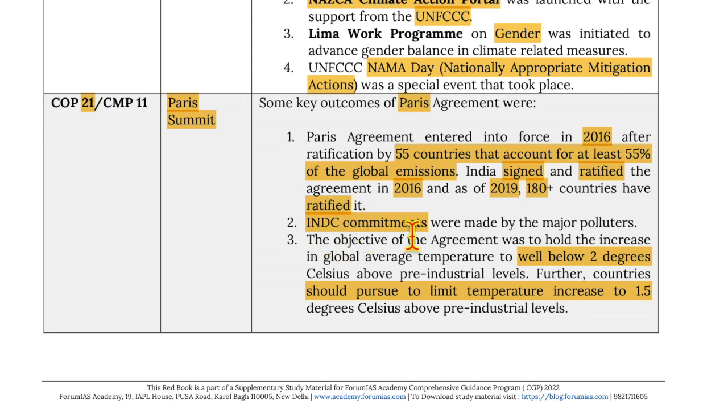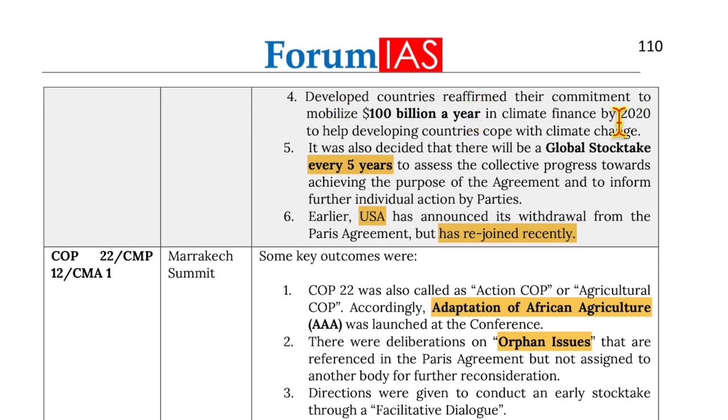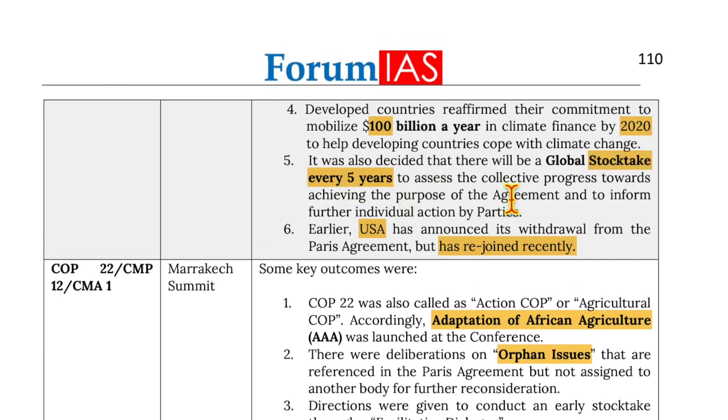Intended nationally determined contribution commitments were made by major polluters. The objective of the agreement was to hold the increase in global average temperature to well below 2 degrees Celsius above pre-industrial level. Further, countries should pursue efforts to limit temperature increase to 1.5 degrees Celsius above pre-industrial level. Moving on, developed countries reaffirmed their commitment to mobilize $100 billion a year in climate finance by 2020 to help developing countries cope with climate change. It was also decided that there would be a global stocktake every 5 years to assess the collective progress towards achieving the purpose of the agreement and to inform further individual actions by parties.